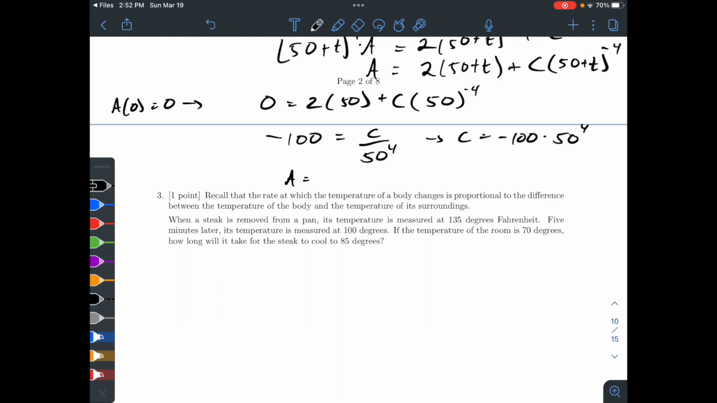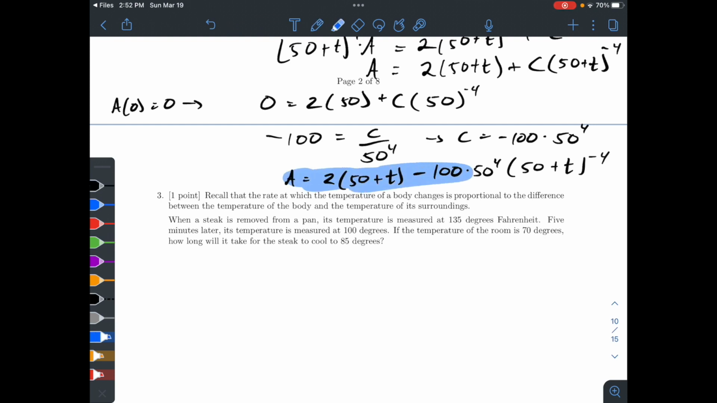So our function for A is 2 times (50 plus t) plus c, which is minus 100 times 50 to the fourth times (50 plus t) to the negative 4. That would be our solution. Cool.